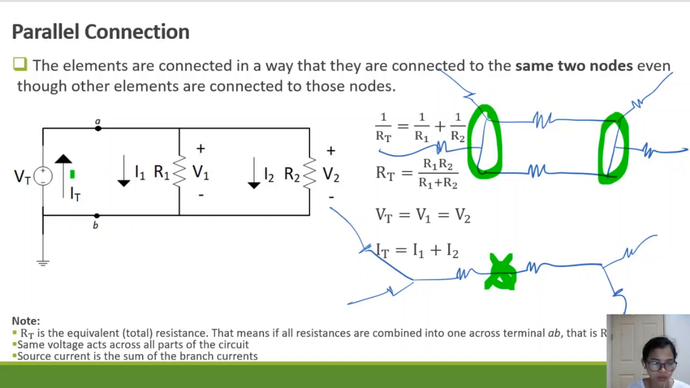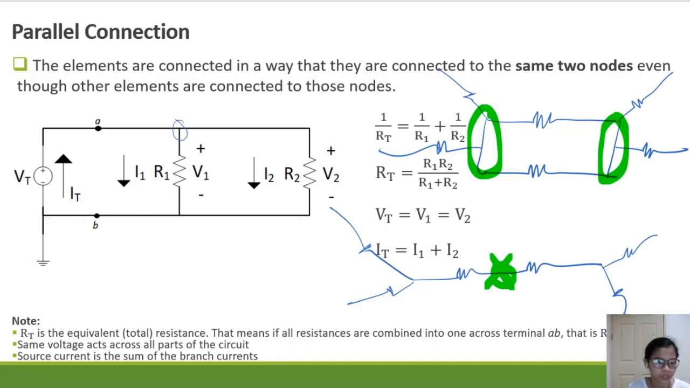Why? If you look at the diagram, the electrons flowing here, which is your source, must have been divided when they reached this node. That's why, if you add these, the sum must be equal to the current here. That's why the total current for a parallel connection is the sum of the branch currents. It is the opposite of series, because for series, VT is the sum of V1 and V2, but IT is the same. But for parallel, VT is equal to V1 and V2, while IT is the sum of I1 and I2.